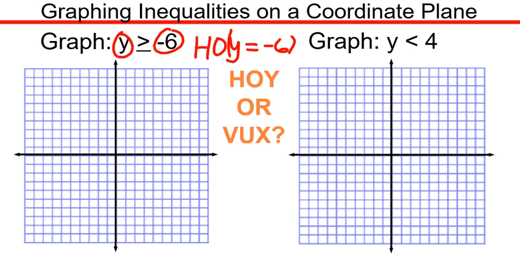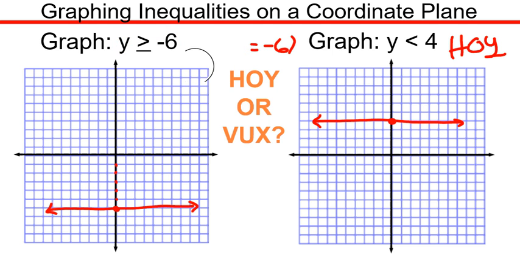This tells me I have a horizontal line with a 0 slope, going through the y-axis at -6. 1, 2, 3, 4, 5, 6. So I have a horizontal line going through the y-axis at -6. All right, same thing. This is a HOY because of the y in it. So I'm going to have a horizontal line going through the y-axis at +4. So there's my graph. Oops, hold on. I forgot something, didn't I? I forgot about the inequality.